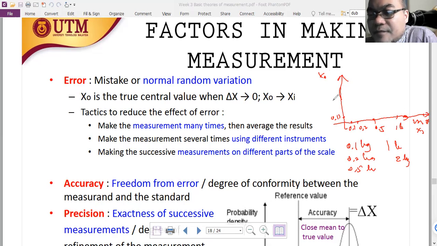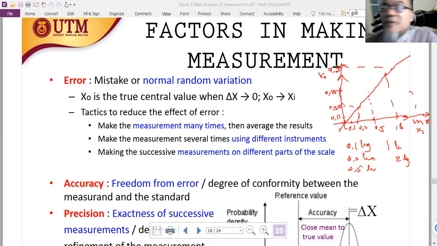So in reality, we cannot get accurate measurement. This will be, for example, let's say 0.205, then 0.5 will be 0.45, and 1 kg let's say becomes 0.95, etc. Then 0 is 0, and you draw this. Okay, this becomes your calibration curve.